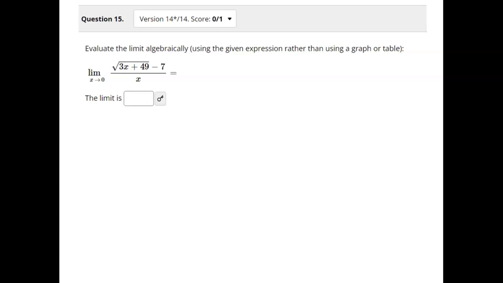This is Calculus 1. This is Mrs. Johnson. Given this problem here, it says evaluate the limit algebraically using the given expression rather than using a graph or table.